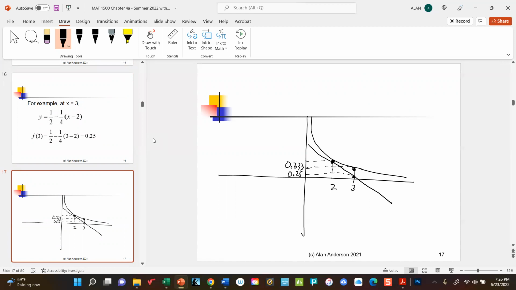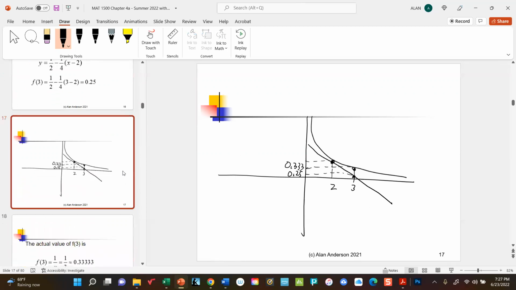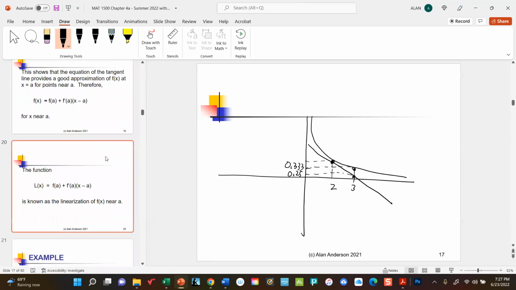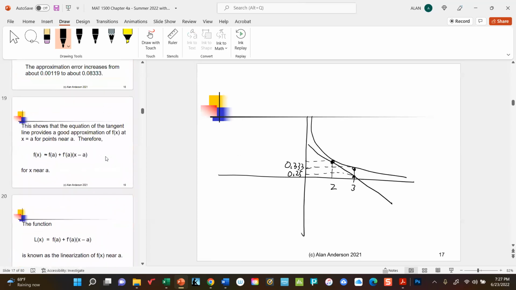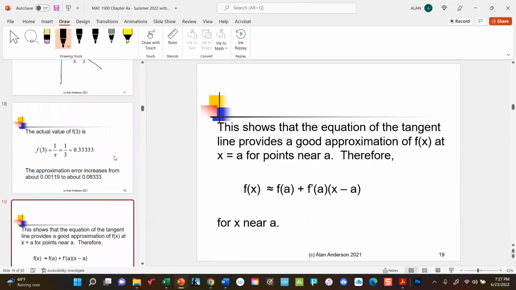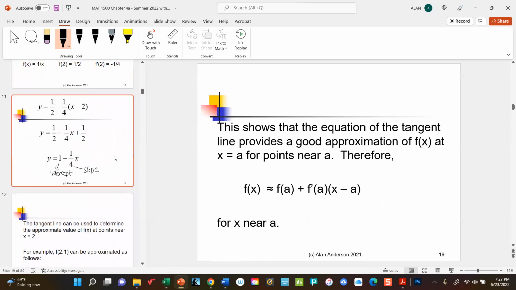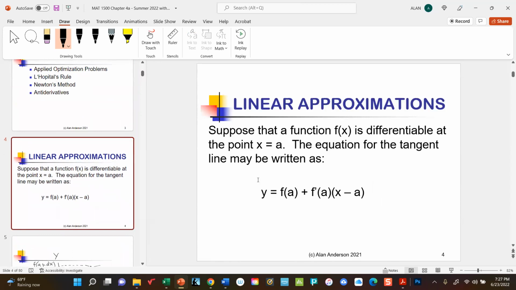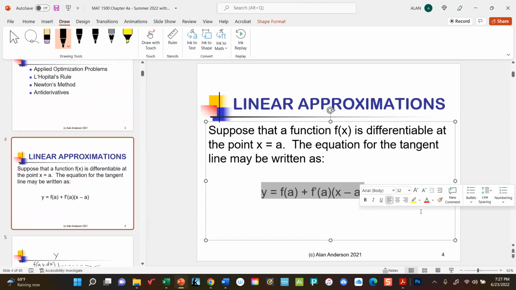So the advantage of this approach is that it's straightforward and easy, especially if the function itself is very complicated. But the problem is if you get too far away from the original value, then you're going to wind up with a larger approximation error. All right, let me go back and grab that original equation for you so you can see what's coming next.